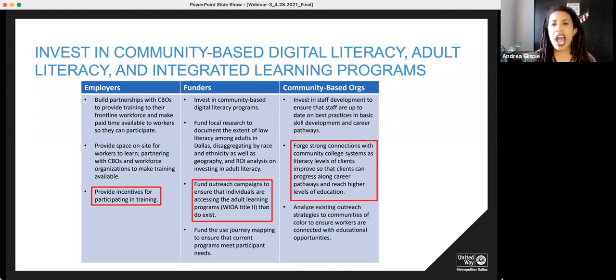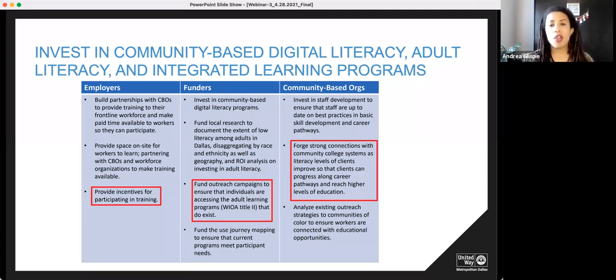Investing in adult literacy really speaks for itself. One thing that employers can do, especially for their frontline staff, is provide incentives to participate in training. Very simple things like building it into the schedule of frontline staff or providing paid time off so workers can go into adult literacy training can go a long way. Again, funders in this area, because Dallas has a lot of great literacy opportunities, can really fund outreach to make sure that communities of color are connected with these opportunities.